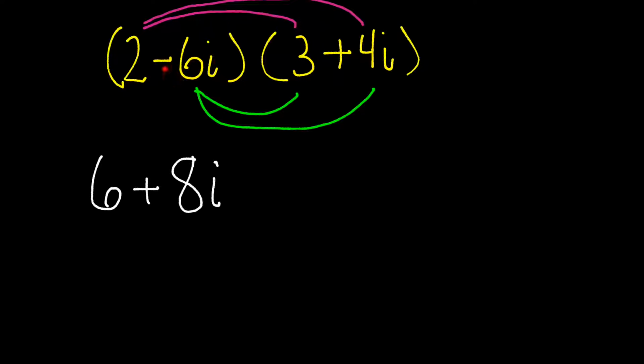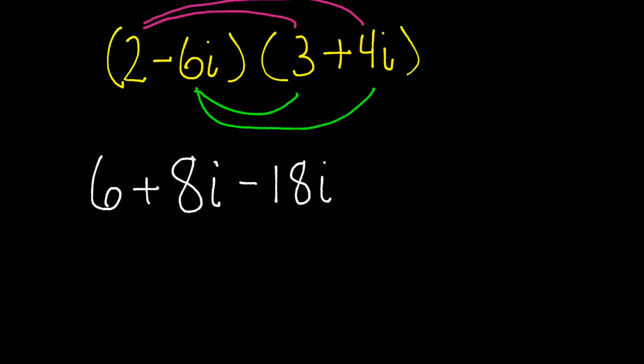Now, I need to start multiplying with my negative because of the subtraction sign here, my negative 6i times 3. Well, negative 6 times 3 is negative 18, so minus 18. And since this has an i and this doesn't, we're just going to put the i back on. And now lastly, I have negative 6i times 4i.